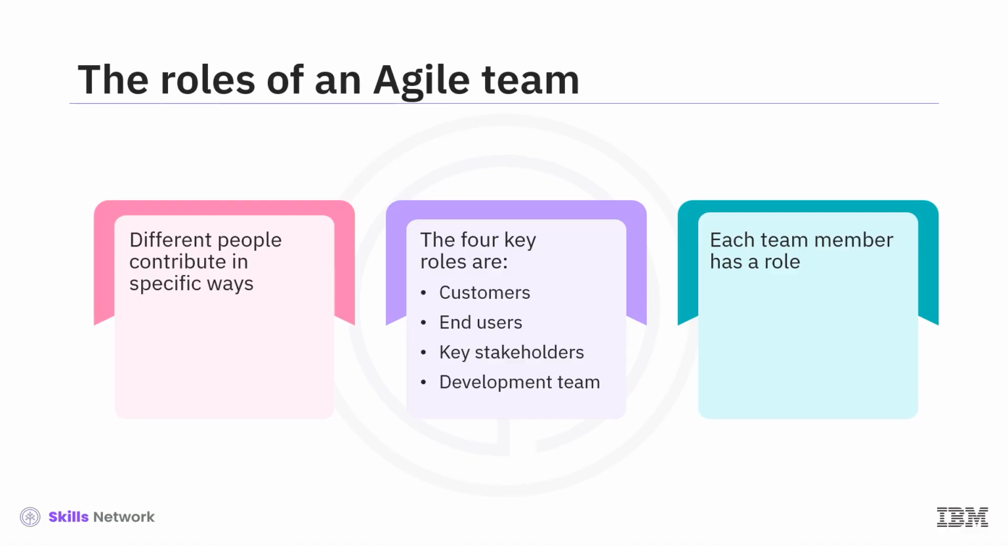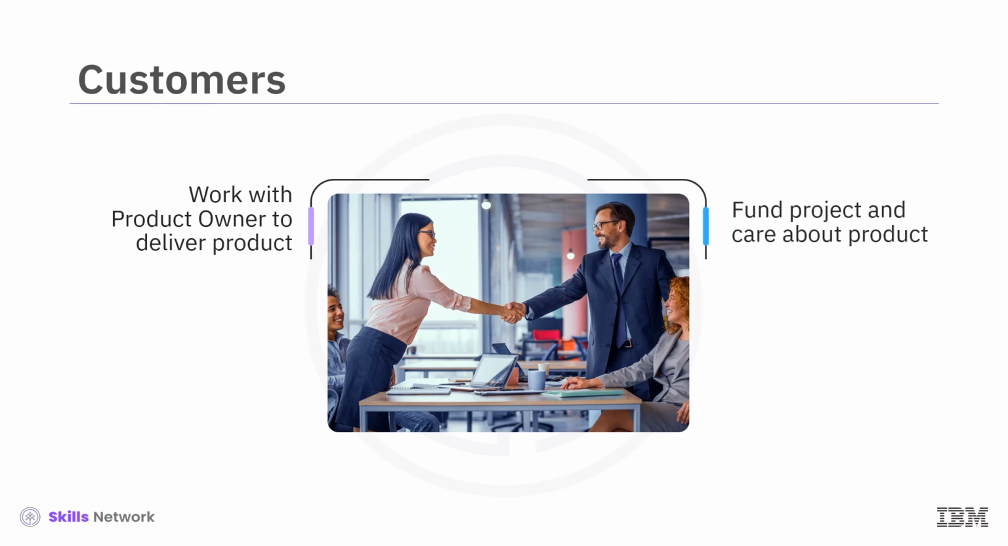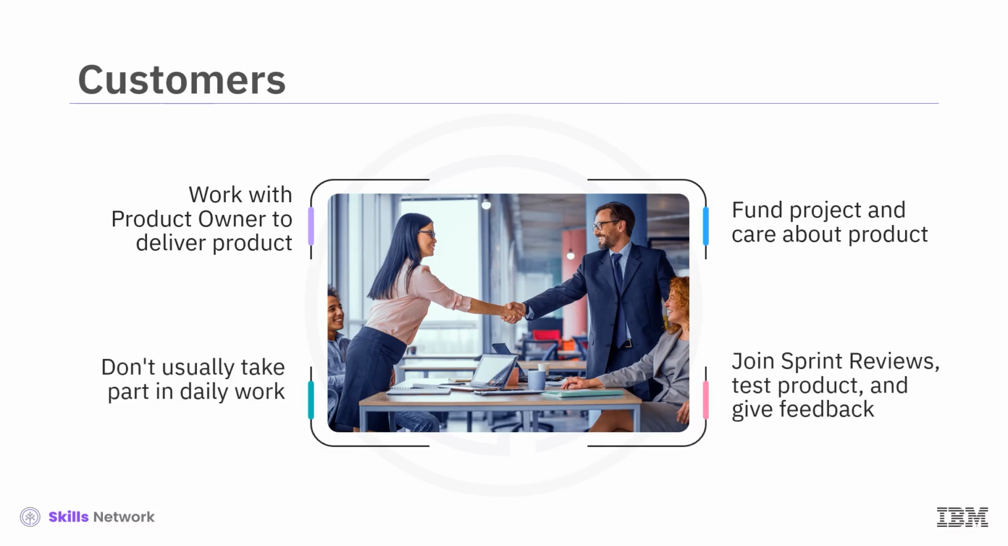Let's examine each role. Customers play a key role in working with the product owner to deliver a product. They are the ones funding the project and care most about the overall benefits the product provides. While they don't usually take part in day-to-day work, they are deeply invested in the final result. They stay involved by joining sprint reviews, testing the product, and giving feedback in both formal and informal ways to help shape the product backlog.